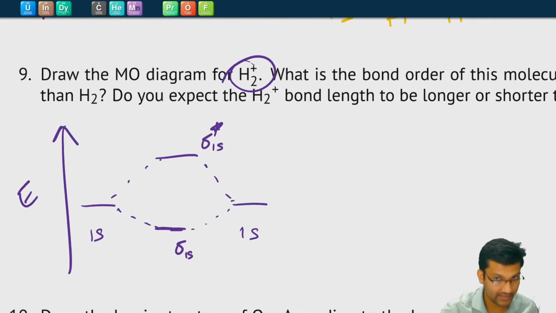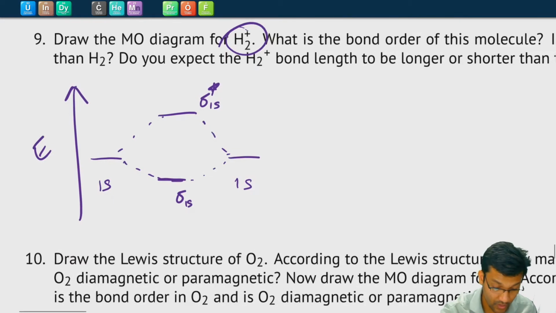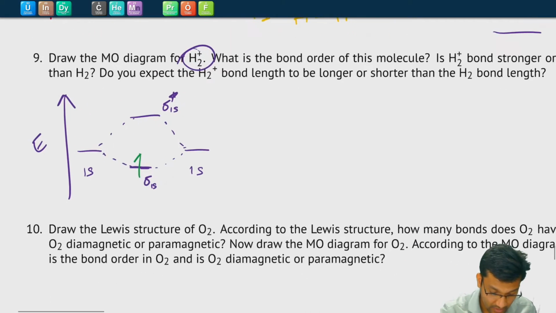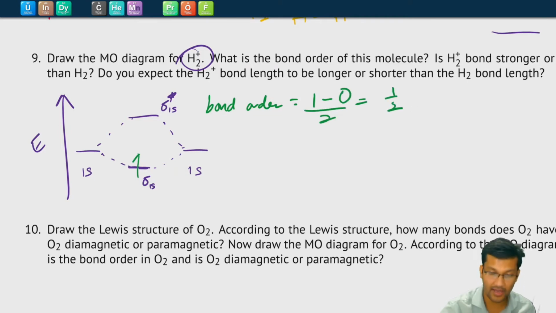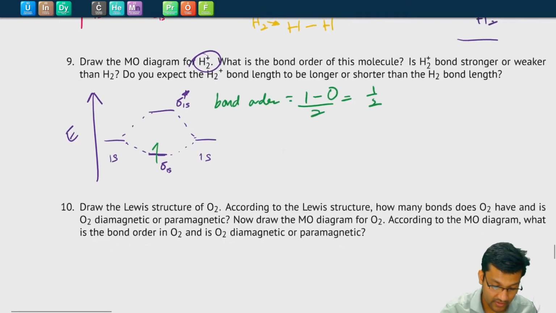H2 plus, how many electrons does it have? Well, each hydrogen has 1, but we need to remove 1 because it's a positive charge, so there's only 1 electron in here. That's it. What's the bond order? Bond order is the number of bonding electrons, which is 1, minus the number of antibonding electrons, 0, divided by 2, which is therefore also half. So H2 plus is also half.